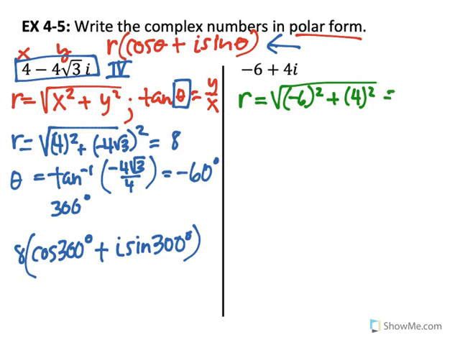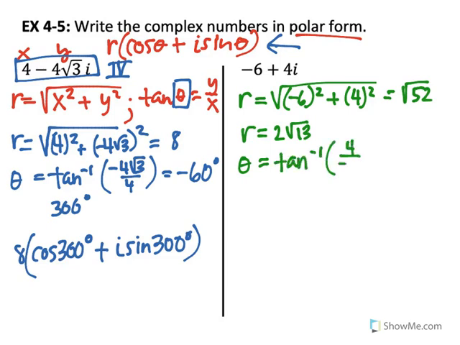And that will give me a value of the square root of 52, and then that simplifies to 2 root 13. Then to find theta, I'm going to take the inverse tangent of 4 over negative 6, and this gives me an angle of negative 33 point, and I am going to do the nearest tenth, and these are going to be in degrees. I forgot to mention that.